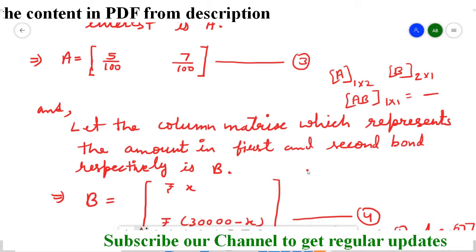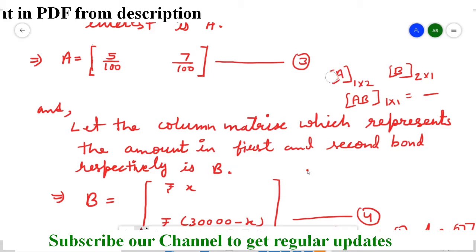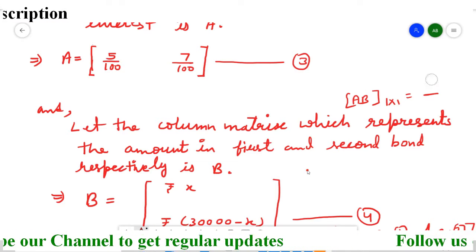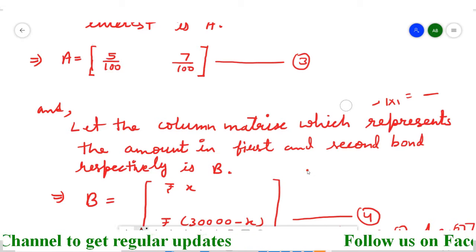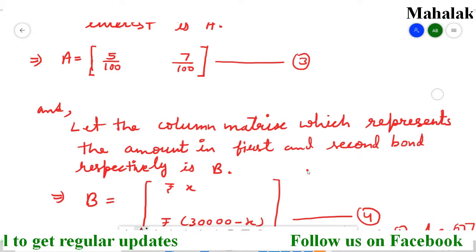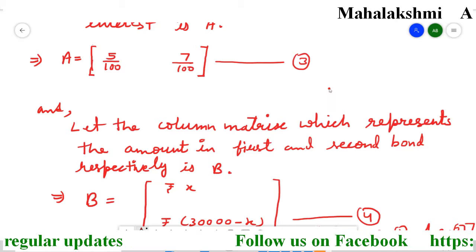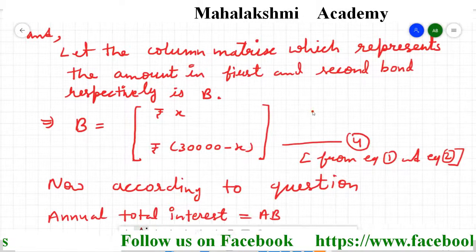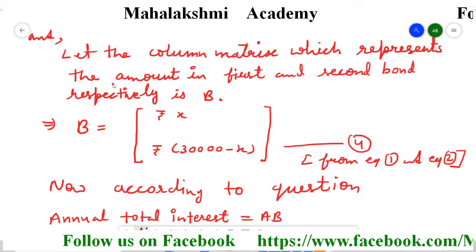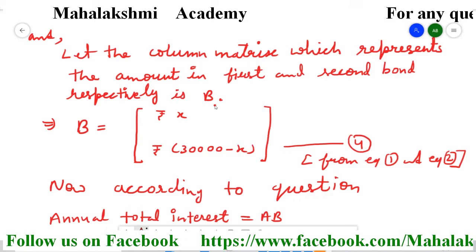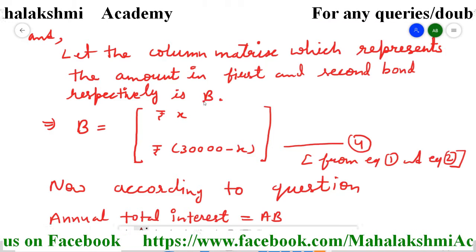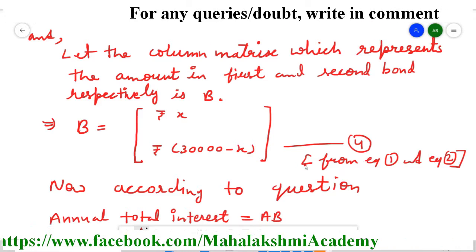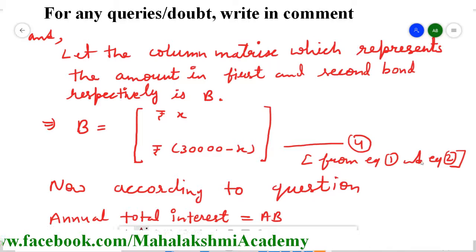Whatever you want you can do, students. Now, I hope it's clear why, if you are taking interest as the row matrix, we must take the amount as the column matrix, because only then is the product going to be of order 1 by 1, so we get one element. So let the column matrix which represents the amount in the first and second bond respectively be B. So B is going to be rupees x as the first element, and this is the second element. This we achieved from equations 1 and 2.